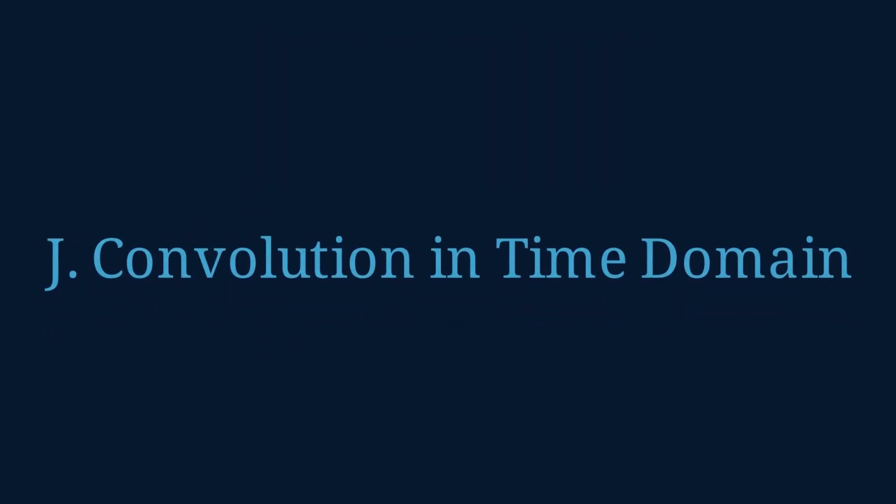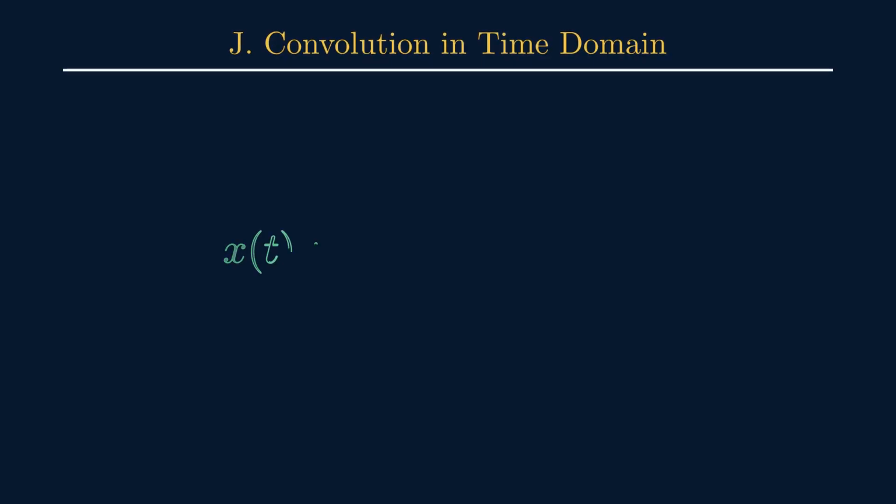Convolution in the time domain. The mathematical expression is shown below. Convolution describes how a system modifies an input signal over time. Next, we will visualize how sliding and overlapping signals produce the output.